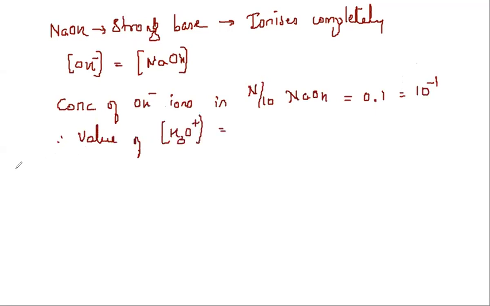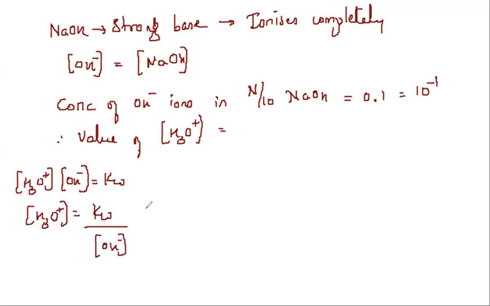Similarly, we know the ionic product of water. I can write it like this also, H plus into OH minus, rather than writing like that. I can write H3O plus into OH minus is equal to Kw. Therefore, H3O plus is equal to how much? Kw divided by OH minus ion concentration. So Kw is how much? 10 raised to minus 14 divided by 10 raised to minus 1. That comes to what? 10 raised to minus 13. So this is the value of H plus ion concentration.